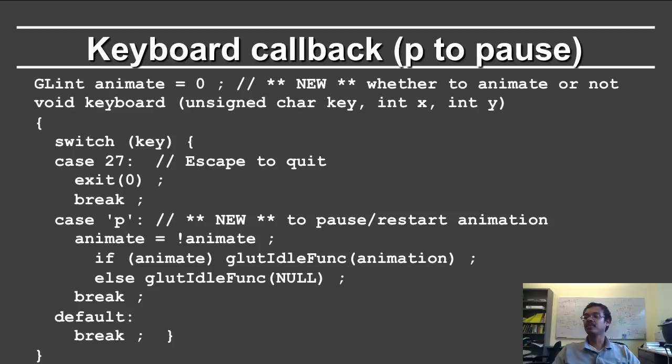Finally, there is a keyboard callback where P is used to pause the animation. And this keyboard callback is very simple. If you're animating, then the glutIdleFunc is set to animation. The glutIdleFunc is called when nothing else is going on, when the program is idle. Otherwise, you set the glutIdleFunc to null, in which case nothing is happening. And this is a simple toggle of animate. So just toggle it on and off when I press P. So with this simple mechanism, you can have pre-baked animations where they animate while the program is idle.